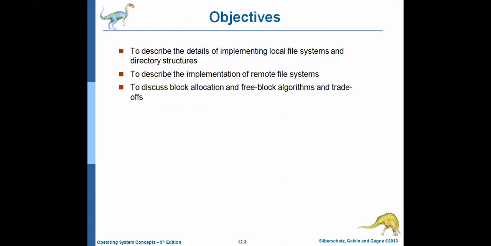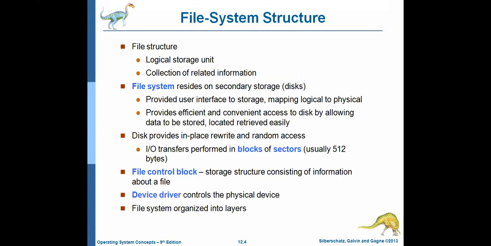So these are the objectives of this particular chapter. At the end of this particular session, you should be able to answer questions like describing the details of implementing local file system and directory structures, how can we implement the file system, and how can you implement the directory structure. And next, you are in a position to describe the implementation of remote file system, and then you need to have the capability to discuss block allocation and free block algorithms and trade-offs. So by the end of this session, you need to answer all those things.